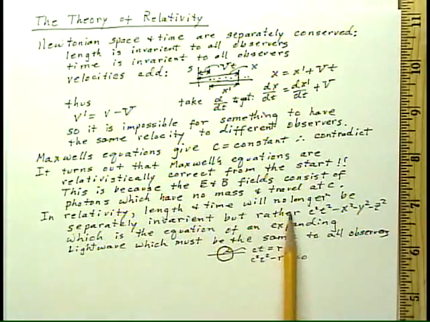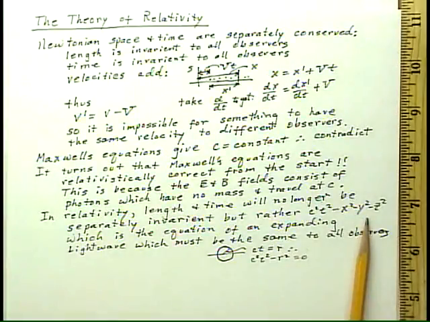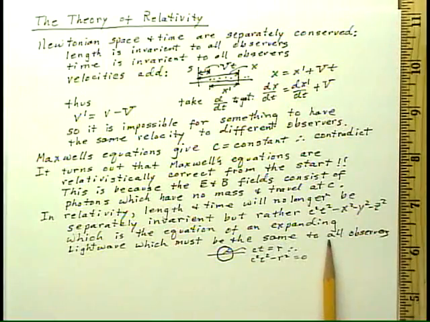In relativity, length and time will no longer be separately invariant, but rather we will have an invariance like this, which is a very strange type of metric, as we will see. That's exactly the result of a light wave, which must be the same to all observers. If we think of a light wave, such as from a flash bulb emanating out from a given point, the wavefront must be a perfect sphere, and the radius of that wavefront must be the speed of light times time. Distance is equal to velocity times time, or c squared t squared minus r squared must be 0.